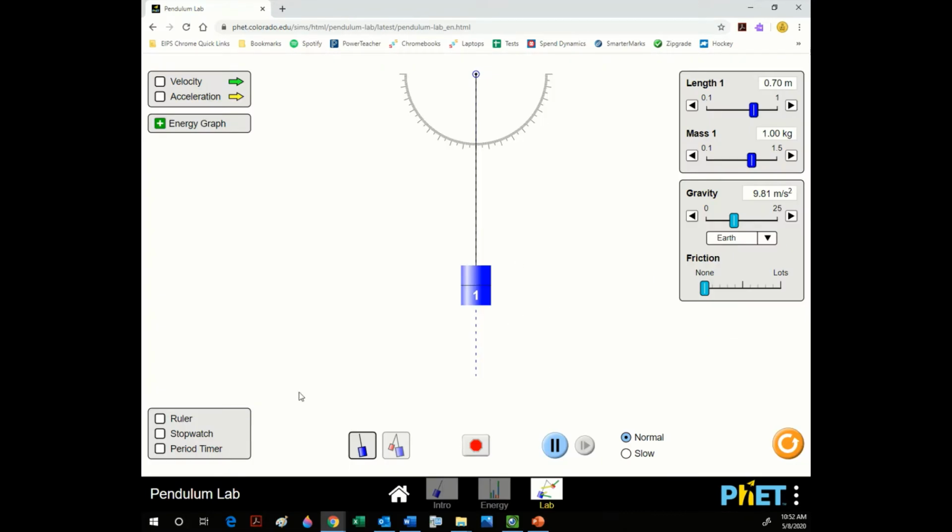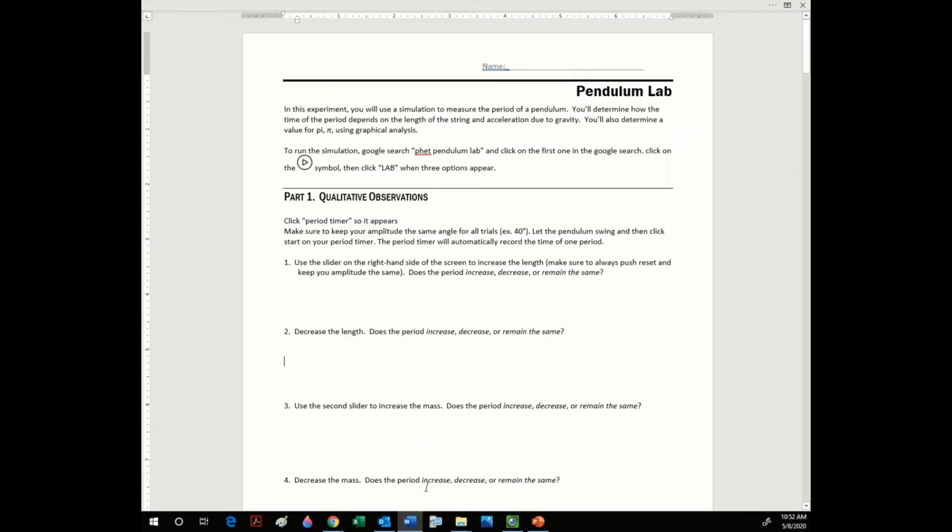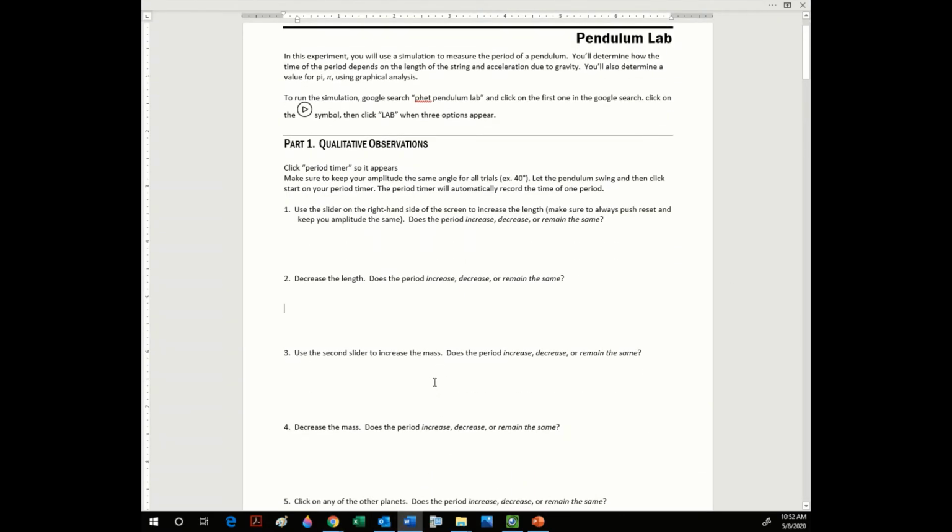Okay, so the first part of this lab is just qualitative. So it goes through the explanation, so make sure you keep your amplitude the same for all of them. Use the slider on the right hand side to increase or decrease the length. Make sure you always push reset and keep your amplitude the same. Does this increase or decrease your period?